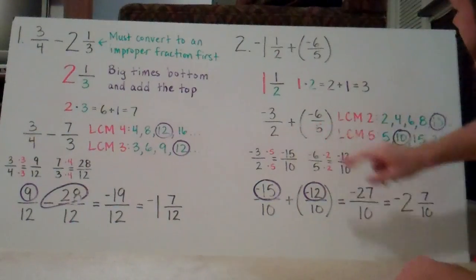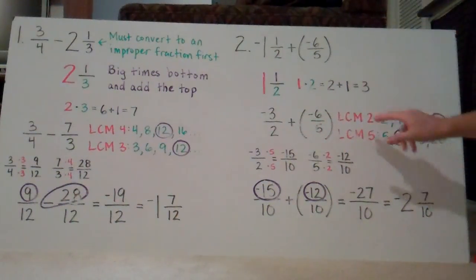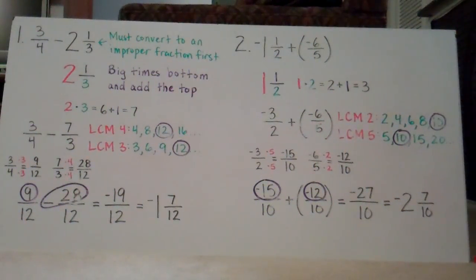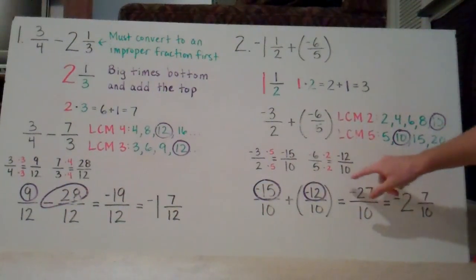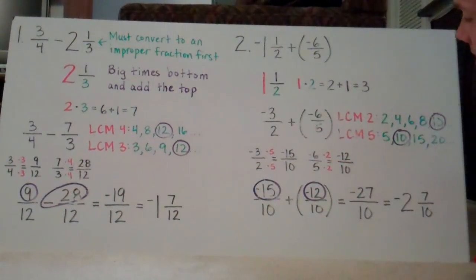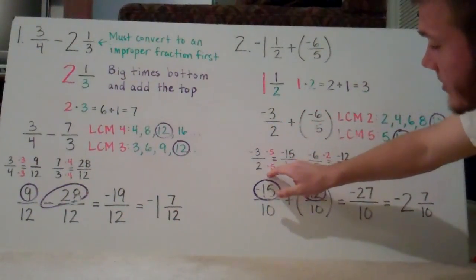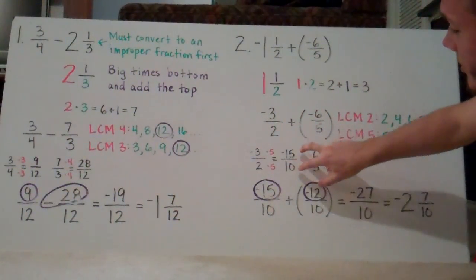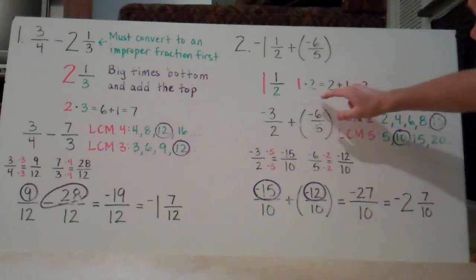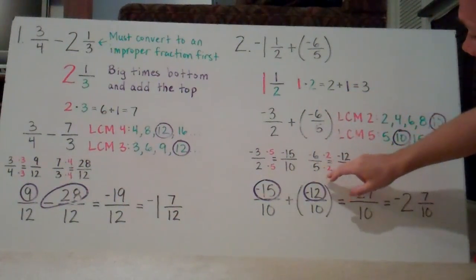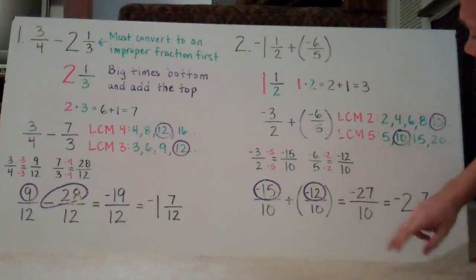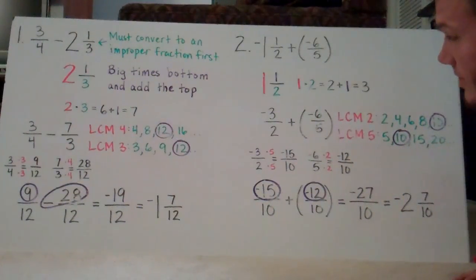Find the multiples of 2 and 5. Multiples of 2, 2, 4, 6, 8, 10, and so on. Multiples of 5, 5, 10, 15, 20, and so on. The first one they share is going to be 10. So that means my denominators are going to be turned into tens. To go from negative 3 halves into tenths, I need to multiply the top and bottom by 5. That's going to turn into negative 15 tenths. Then I have to multiply negative 6 fifths by 2 on the top and bottom. That's going to turn that into negative 12 tenths.